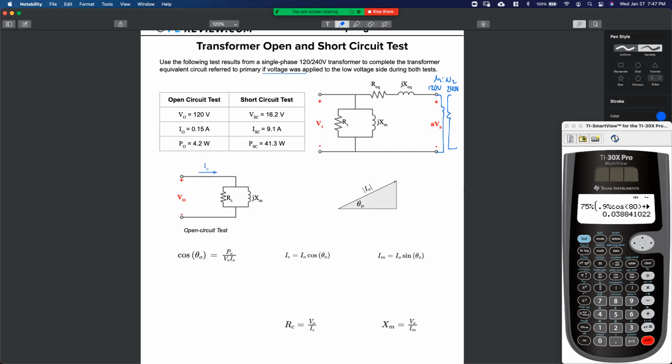It says voltage was applied to the low side. So we're going to say the low side is 120 volts. So in both the open circuit and the short circuit test, we're applying voltage to V1, the low 120 side. Remember, the problem has to tell you that.